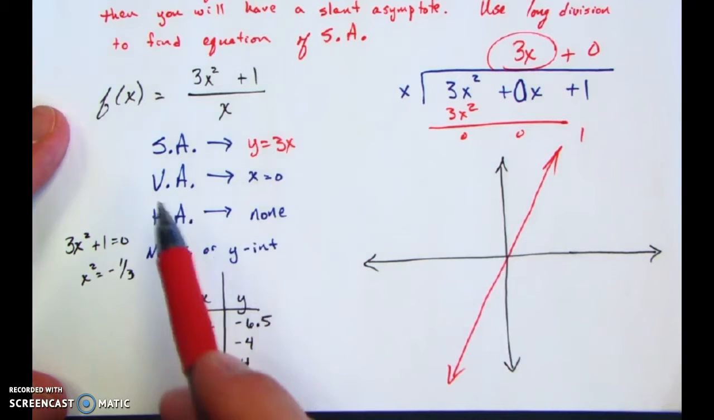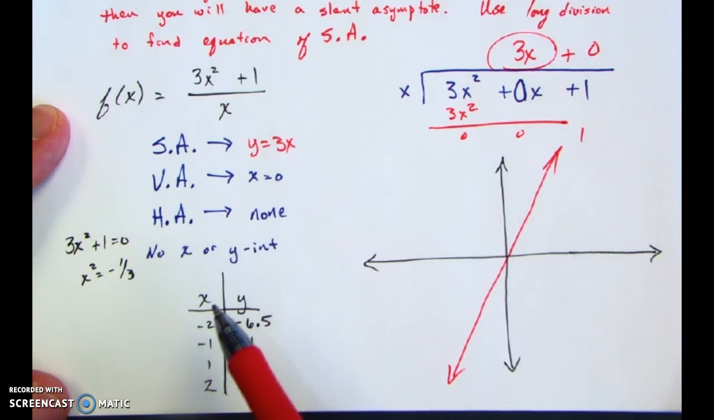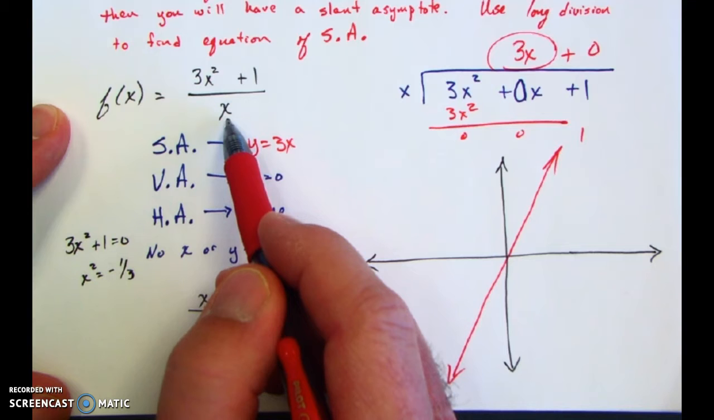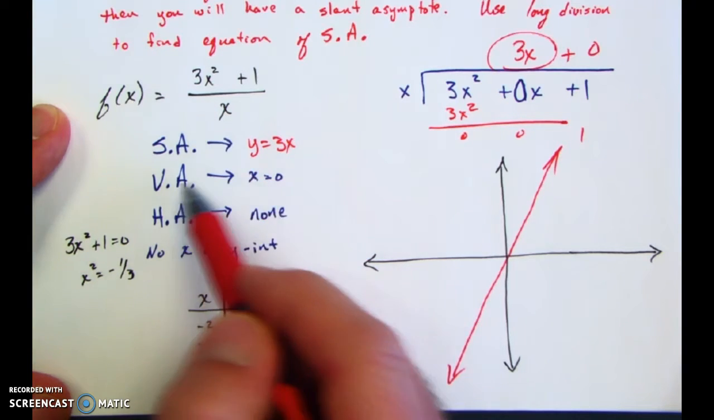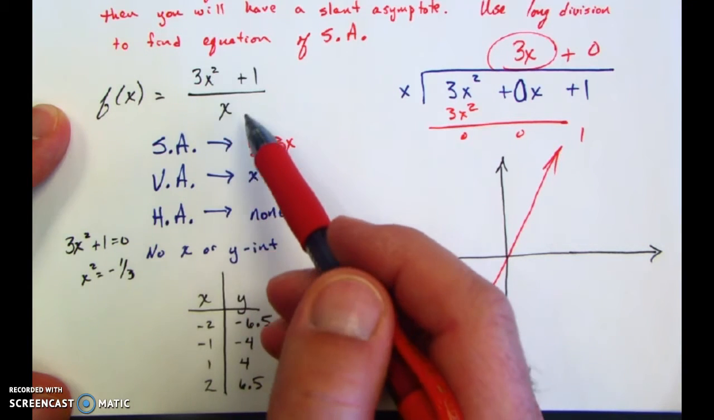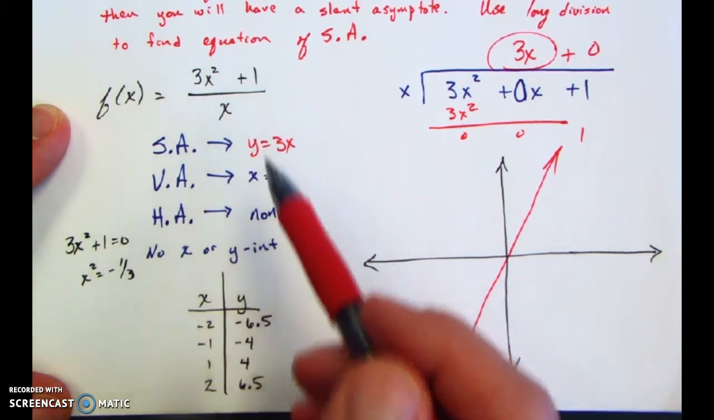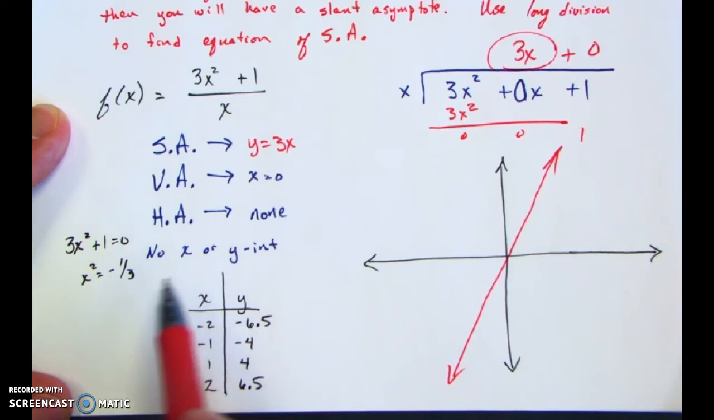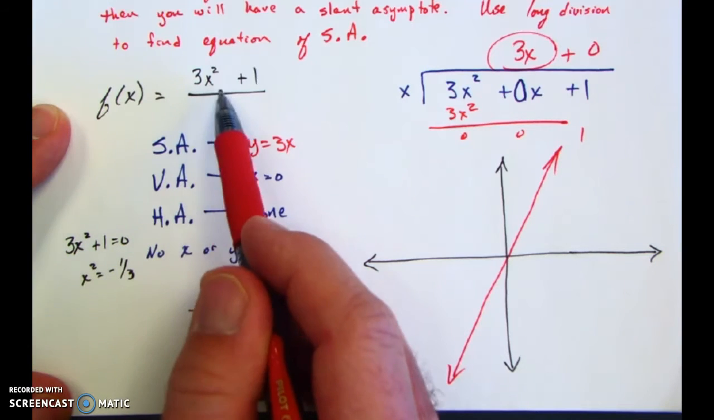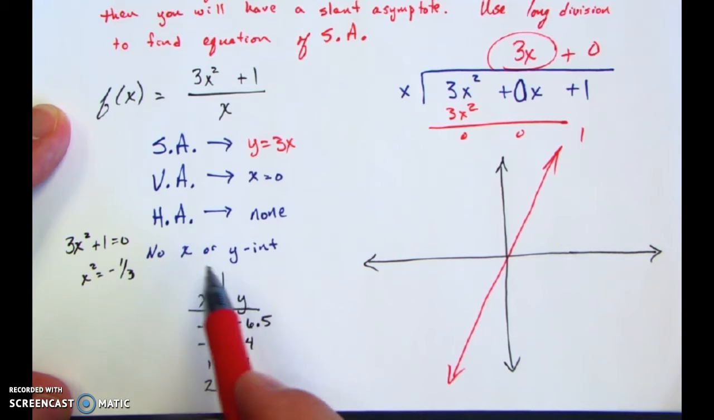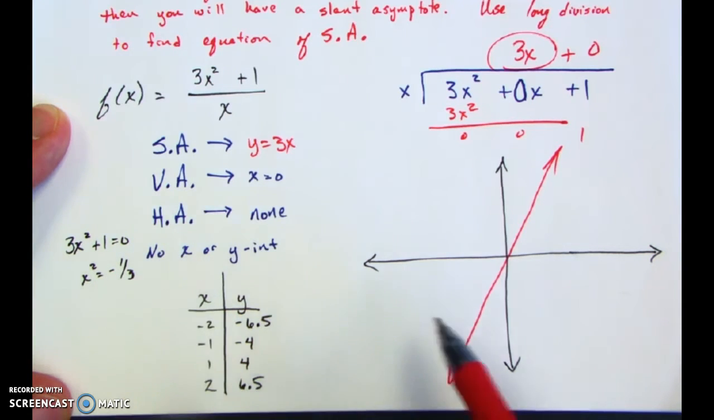Now, we also know that our vertical asymptote is where x equals 0. Remember, what we're looking at there is our denominator. When that denominator is 0, that's what gives us our vertical asymptote. And because our degree for our numerator is greater than the degree for our denominator, there is no horizontal asymptote. I also started to make a table here. If I set the numerator, 3x squared plus 1, equal to 0 and solve, I end up with the square root of a negative number. So there's no x or y intercepts.